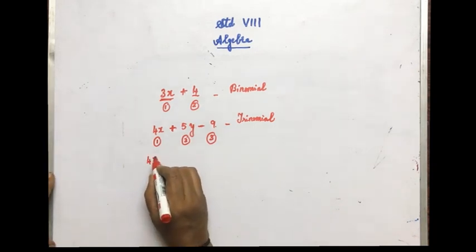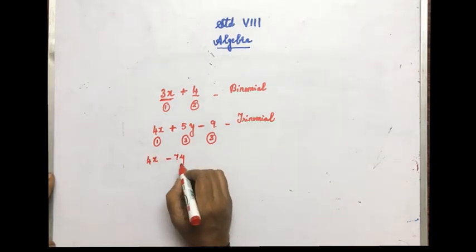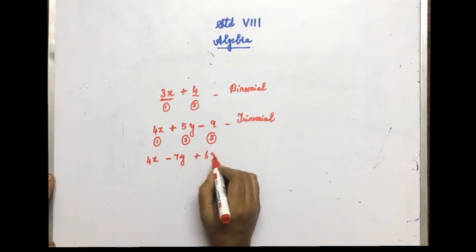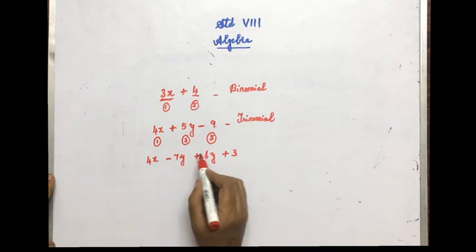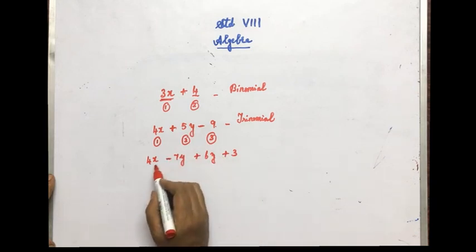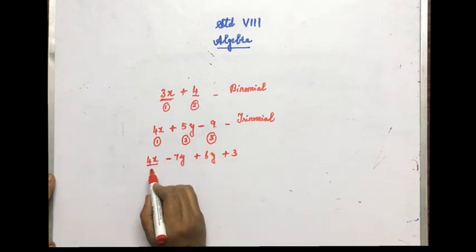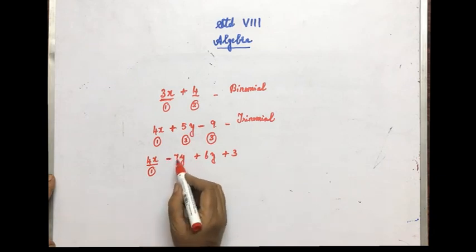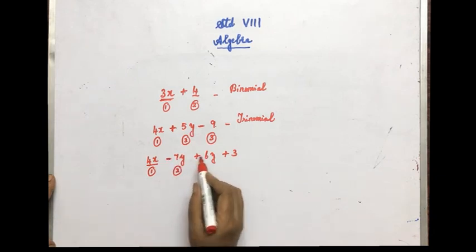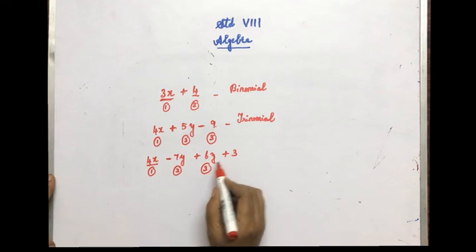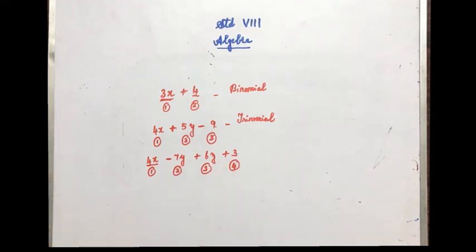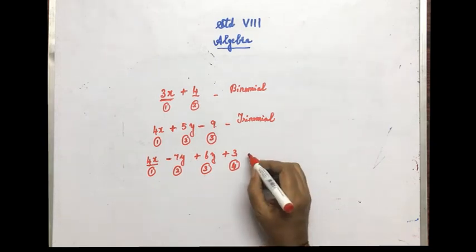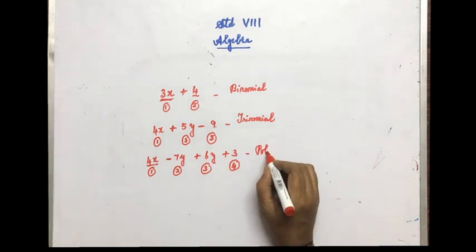And next one is 4x minus 7y plus 6z plus 3. Now here we are having minus sign and plus sign used to separate the terms. So before minus we have 4x, the first term, minus 7y, the second term, 6z is the third term, and 3 is the fourth term. So this expression consists of more than 3 terms, so we call it a polynomial.